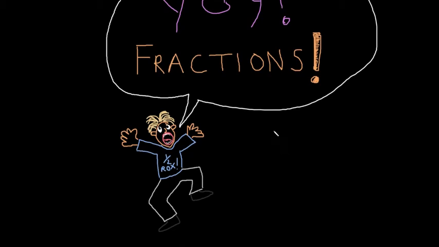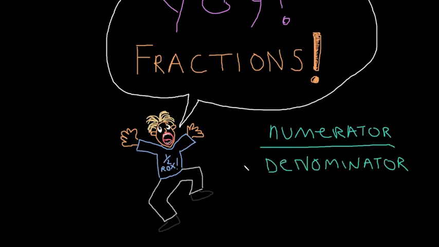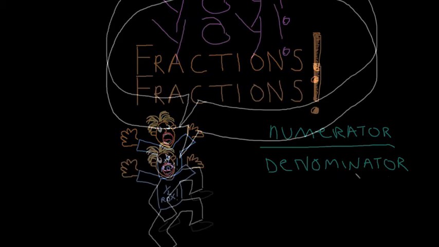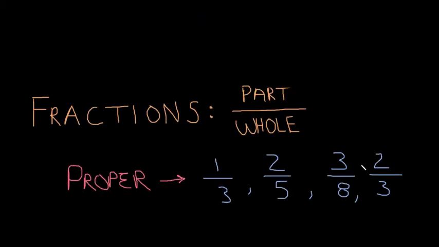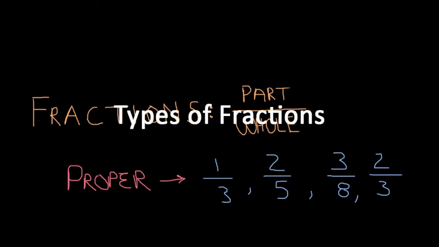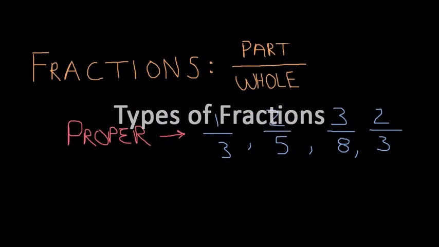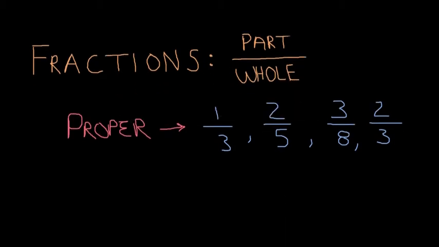Fractions are made up of a numerator and a denominator. The top number is called the numerator, and the bottom number is called the denominator. So what is a fraction? Well, fractions are just a part over a whole. And there are some different types of fractions, and we're going to talk about those.